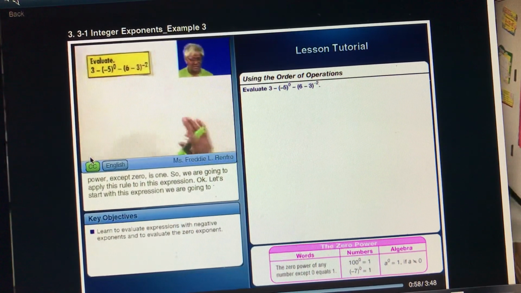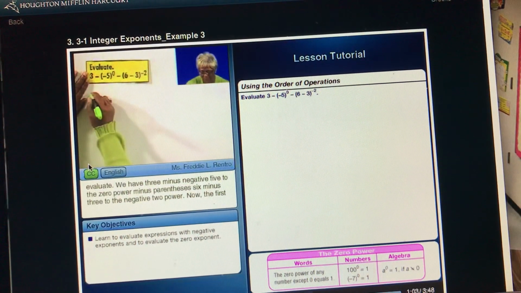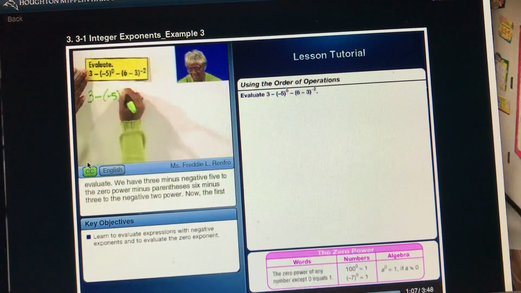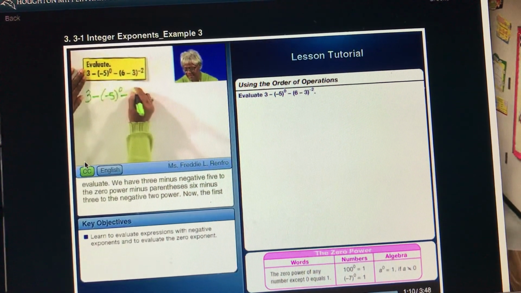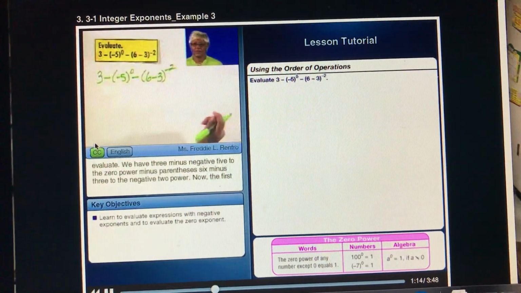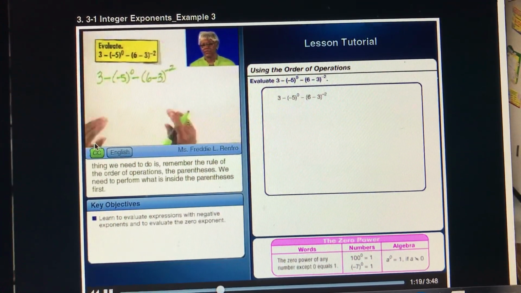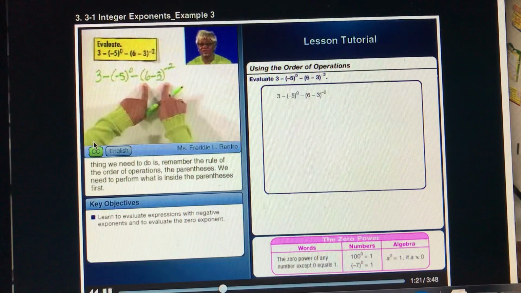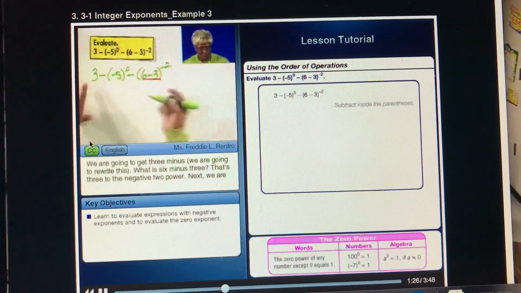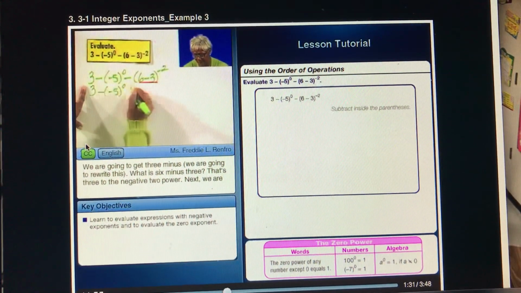Okay? Now let's start with the expression we're going to evaluate. We have 3 minus negative 5 to the 0 power minus parentheses 6 minus 3 to the negative 2 power. Now the first thing we need to do is remember the order of operations, parentheses. We need to perform what's inside the parentheses first. So we're going to get 3 minus, I'm going to rewrite this.